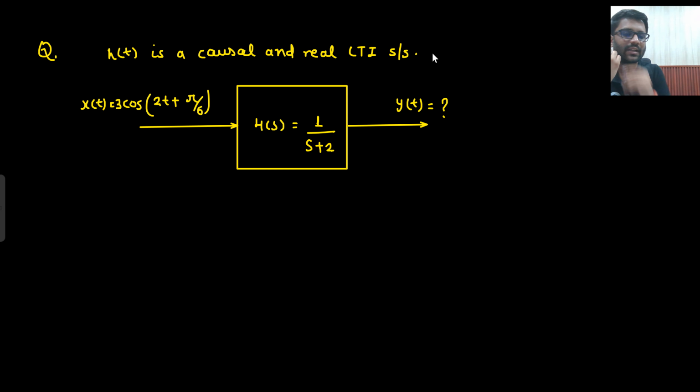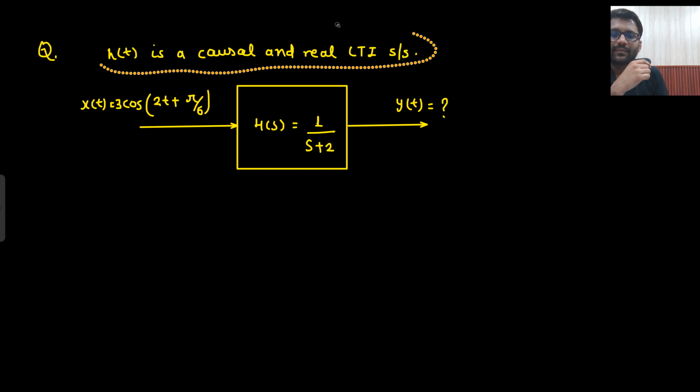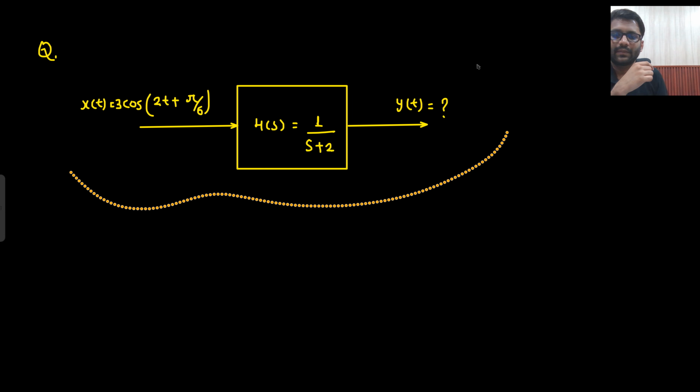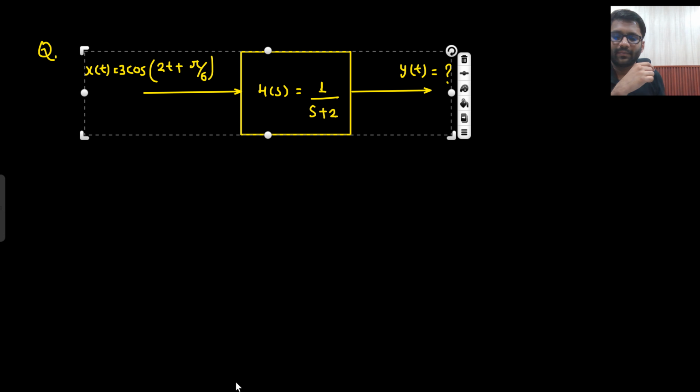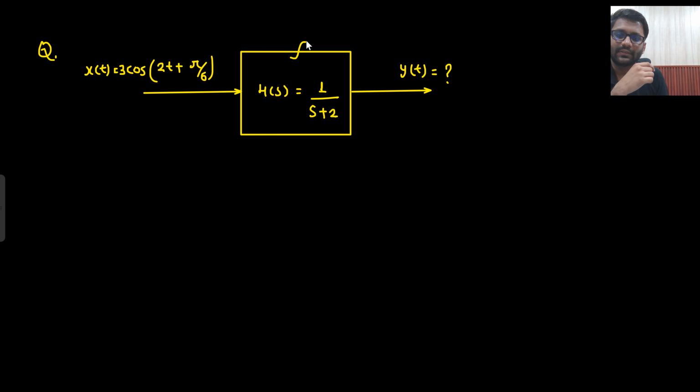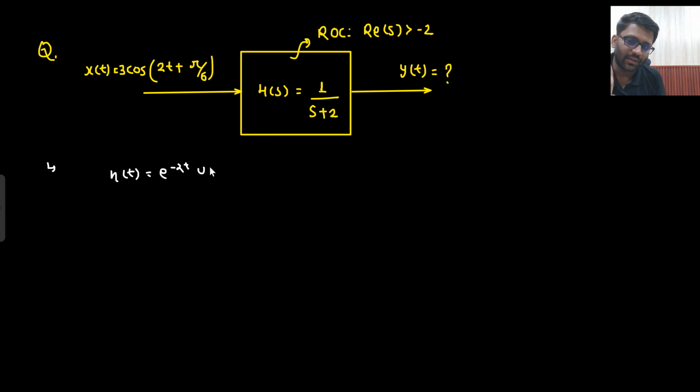So if these kinds of questions are coming, that h(t) is a causal and real LTI system, better than that, I am defining its ROC, which is real part of s greater than -2. So now you understand on your own what h(t) is. What would be your h(t)? h(t) would be e to the power -2t u(t).